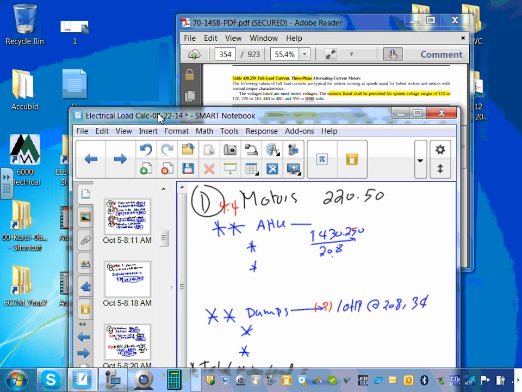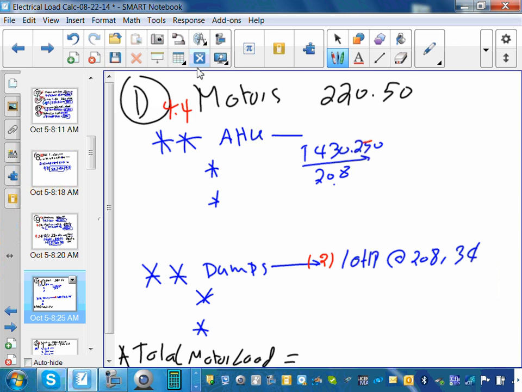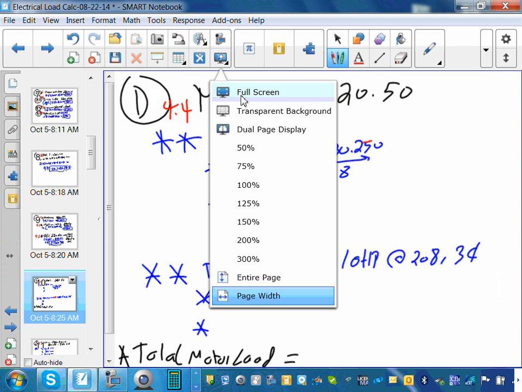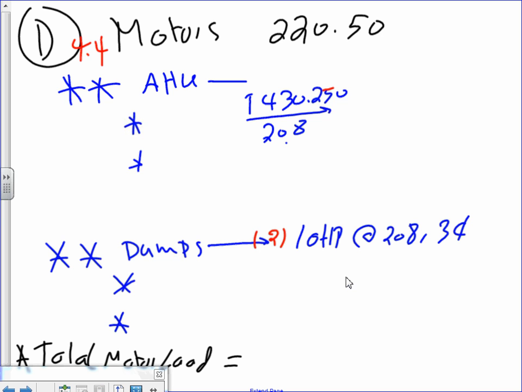No gimmicks in there. All right, okay, so now you guys highlighted that one. Okay, so let's go on with it. So when you have multiple motors on one feeder, how many motors do we have of this type? Two. We have two of them.